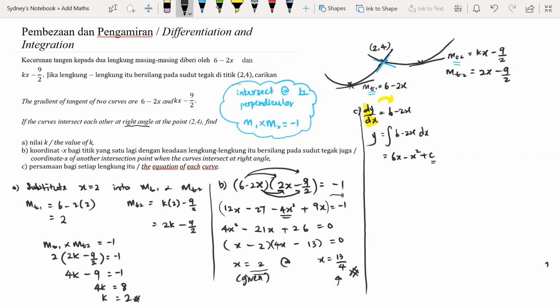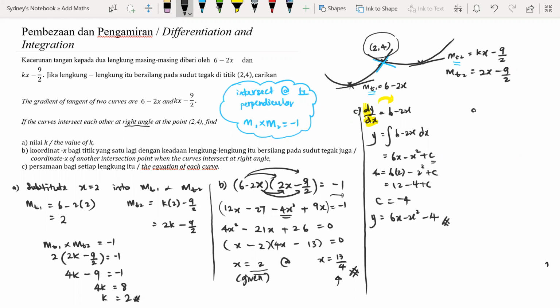And how do we find the value of c? We just need to substitute the point (2, 4) into the equation, because (2, 4) is on the curve, so it will satisfy the equation of the curve. Whenever we see y, we replace it with 4, and x with 2: 4 equals 12 minus 2 squared plus c. So over here, 12 minus 4 plus c, which is 8 plus c. Bring over, c equals -4. Therefore, the equation for the first curve will be y equals 6x minus x squared minus 4.